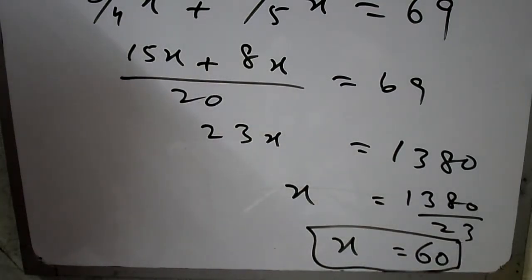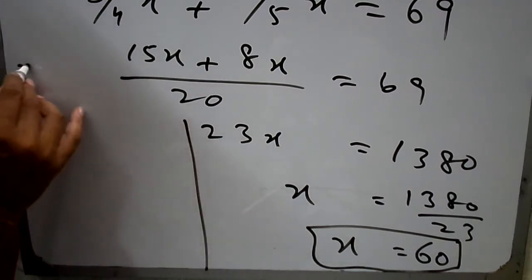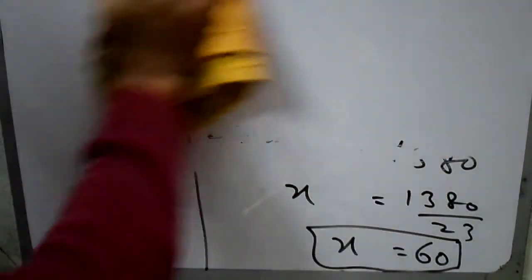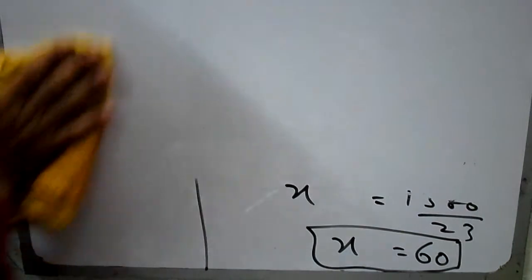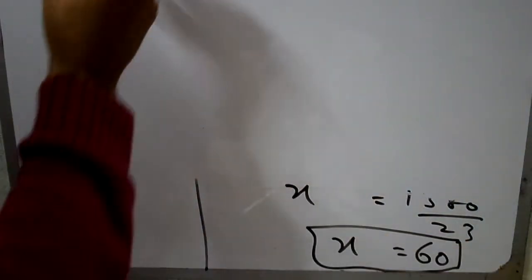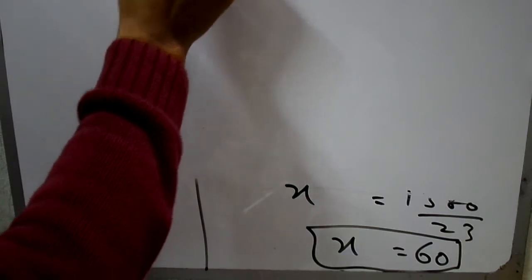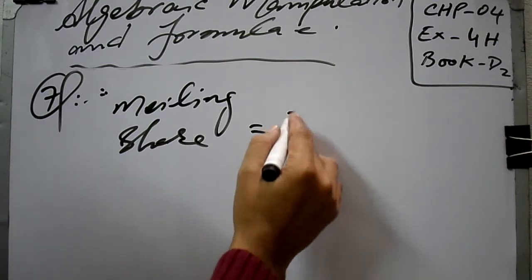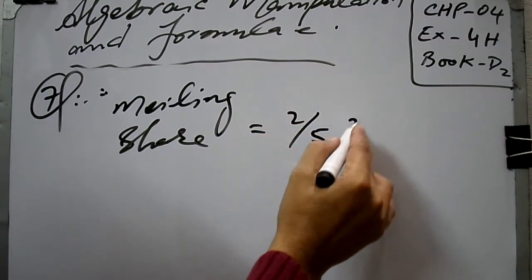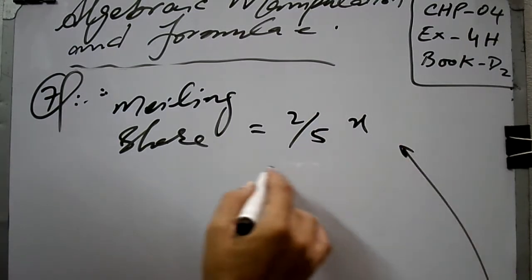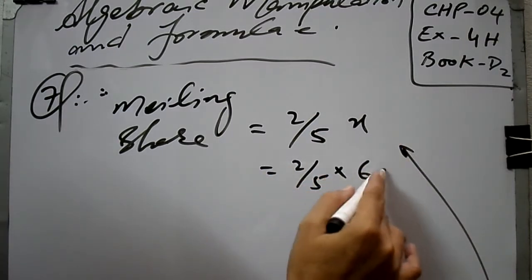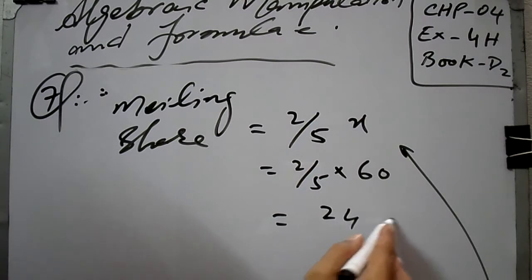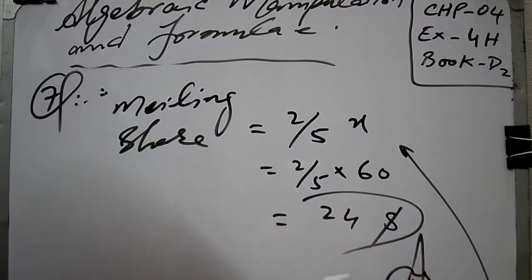For example, the mailing share: we know that the value of x is 60, so you have to find each share. Therefore, mailing share is equal to 2/5 x. So the value of x is 60. You should put here 2/5 multiplied by 60, and after simplification you will get $24. So that is your answer for mailing.